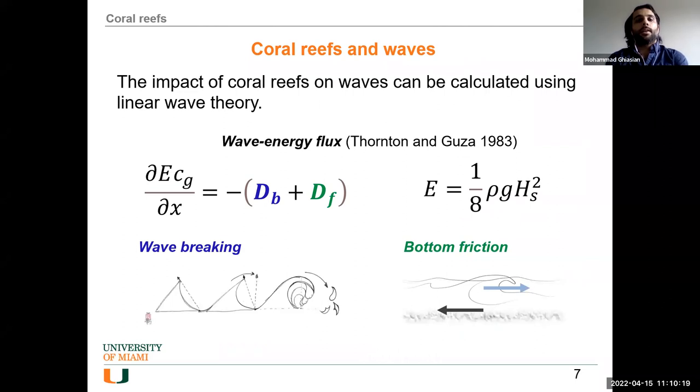The idea for wave energy reduction because of the coral reefs can be simplified in this equation, wave energy flux. The wave energy by the coral reef structure can be dissipated through two terms, wave breaking and bottom friction. Wave breaking happens when the waves come into the shore in the shallower area and they collapse and dissipate their energy. However, there is another term, which is bottom friction, which can also happen because of the interaction between the waves and the bottom due to the friction effects. And once these two terms of wave dissipation are calculated, we can quantify the effect of coral reefs. This is generally simple to understand.